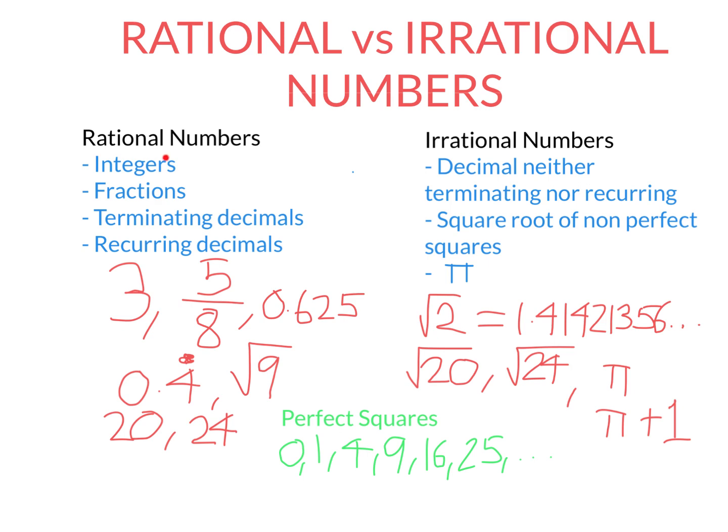So most of the numbers you know are rational. Anything that's an integer or a fraction, anything that can be written as either a terminating decimal or a recurring decimal is rational. All of these are rational. Irrational numbers are just not rational. Their decimals go on forever and ever, but there is no pattern. Their decimal is neither terminating nor recurring. So to find some examples of an irrational number, if you square root any non-perfect square, you will have an irrational number. Pi is also irrational, as is pi plus any number you can think of.